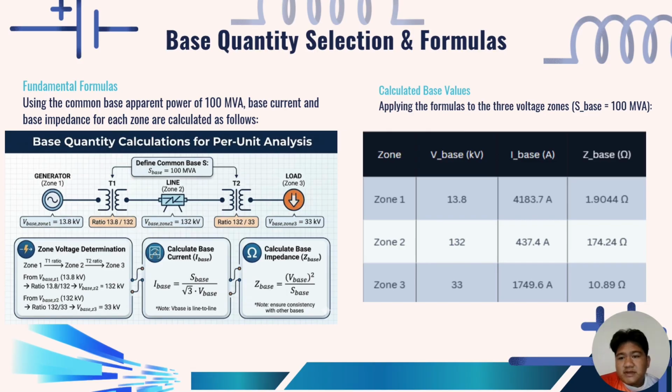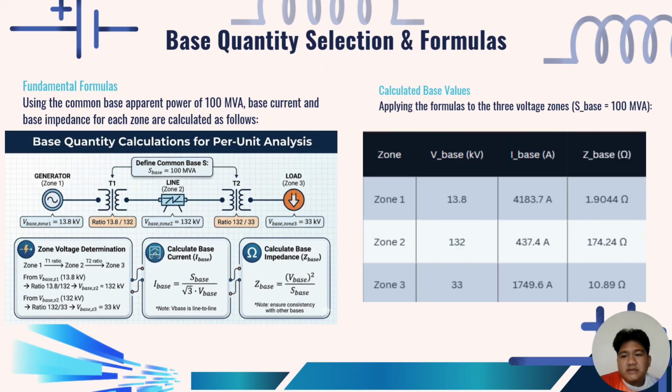So once we have established the base voltages, we calculate the remaining base quantities using the formulas outlined in this slide. First of all, base current: the formula is S base over square root 3 times V base. The base impedance equals V base squared over S base.